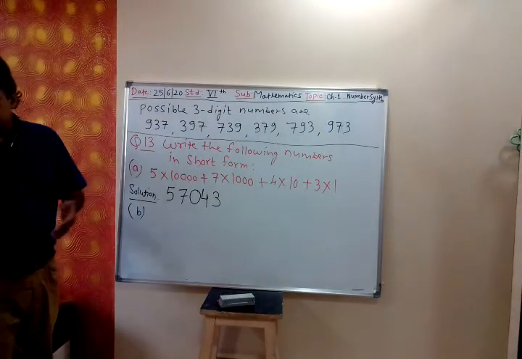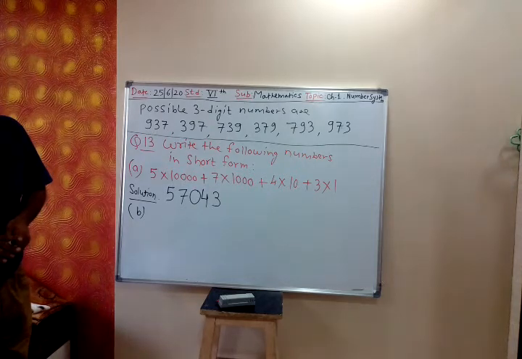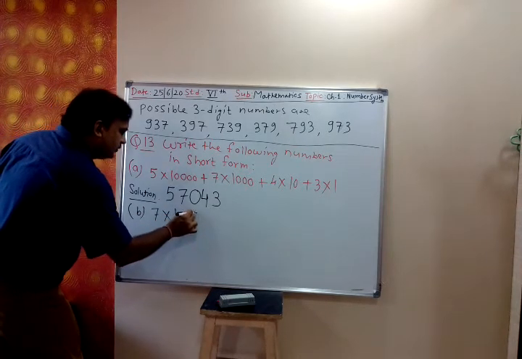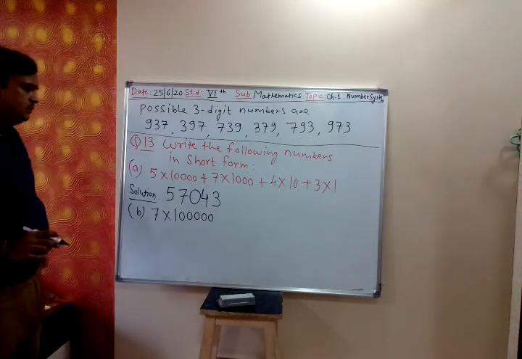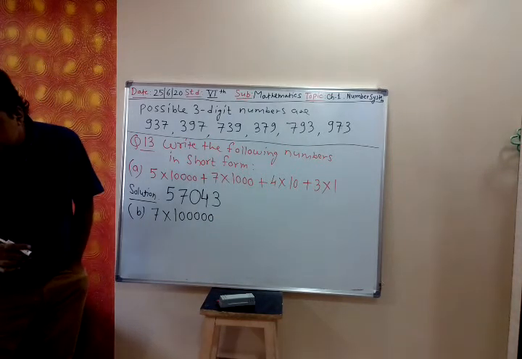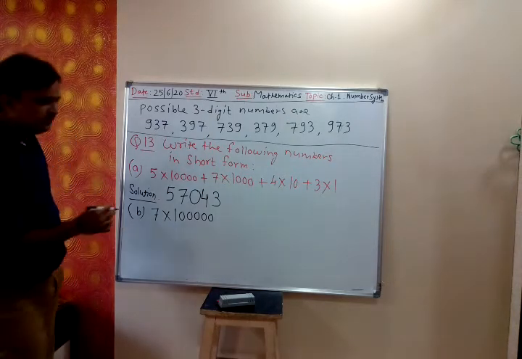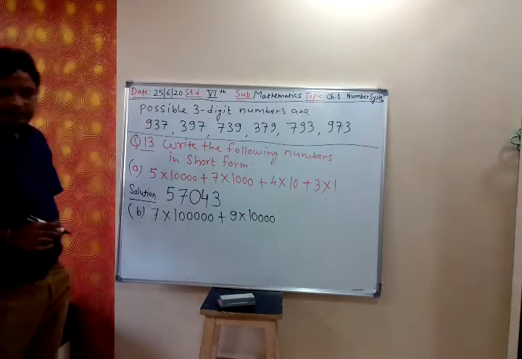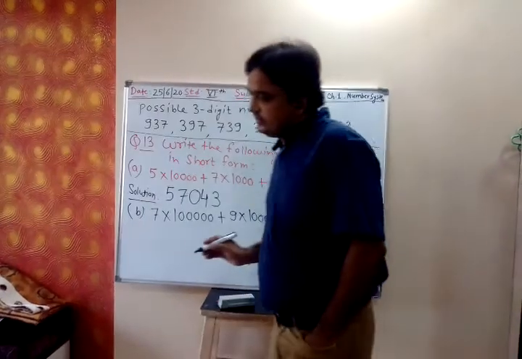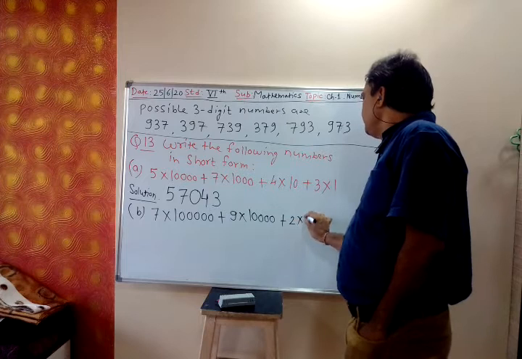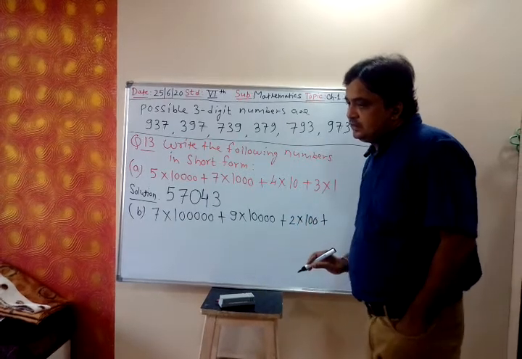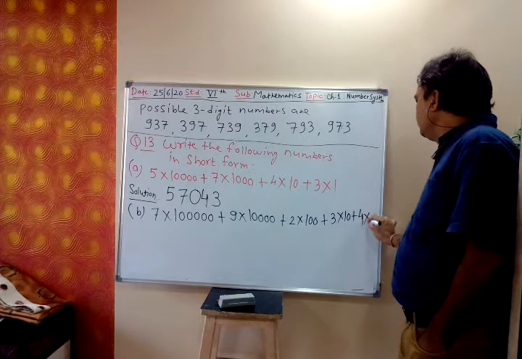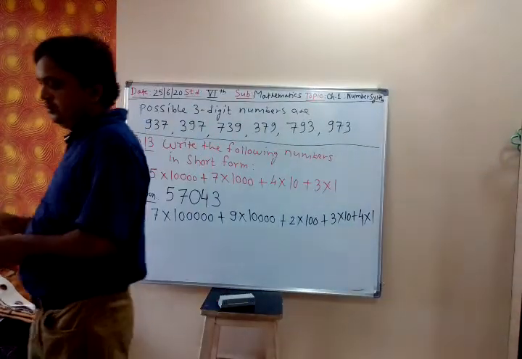Let us write the next one. 7 into 1 lakh plus 9 into 10,000 plus 2 into 100 plus 3 into 10 plus 4 into 1.